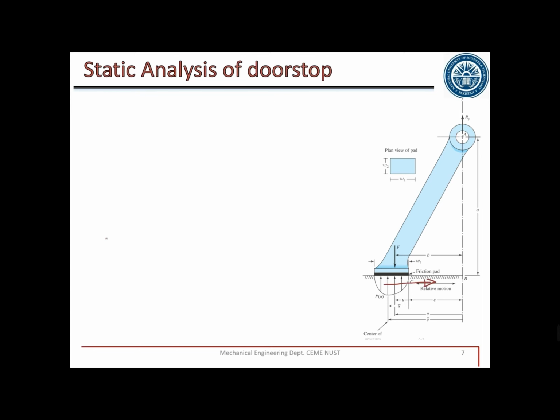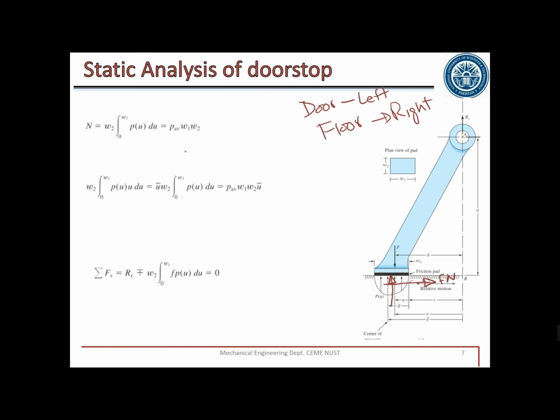So either we use door left or floor right. Both can be used. If the floor is moving towards right, the floor is applying a frictional force in this direction. And what is the magnitude of the friction force? F into N. And what was N? N was here, which we have already calculated using this. And in case of P average, N will be exactly at the center, so the distance of N from here will be equal to U bar equal to W1 by 2.